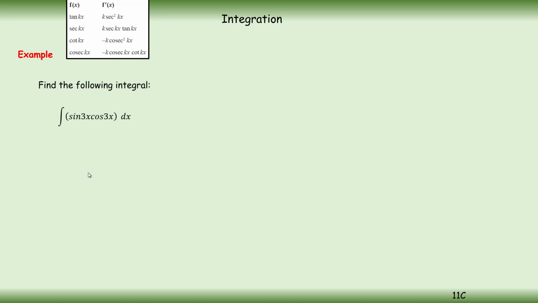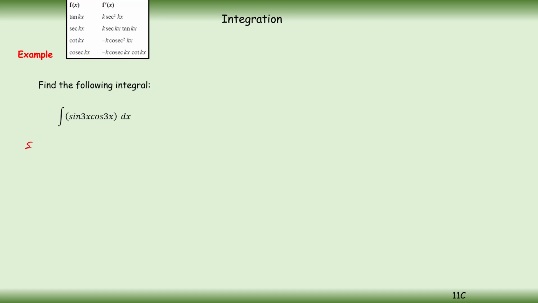Okay, so let's have a look at this example here. Integrate the following. Integral of sine 3x cos 3x with respect to x. Now that looks very much like one of the double angle formulae to me. Now I don't remember them all. Instead I just remember the basics.